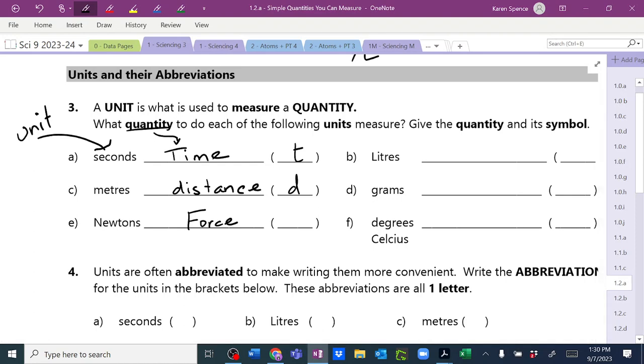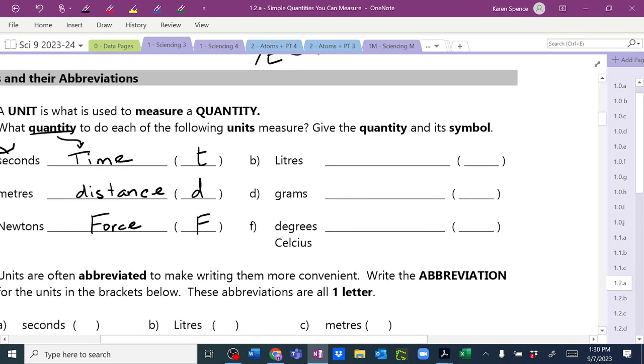He's famous for gravity, the force of gravity, and the unit for force is the Newton, after Sir Isaac Newton, because he was very much associated with that. So we have capital F. How about liters? Volume, yeah. And the symbol for volume? Capital V, yep. What about grams? What are we measuring? Mass. And what's the symbol for mass? Lowercase m.